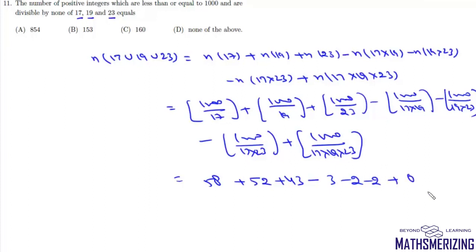So this number will be 146. Now the number of positive integers which are divisible by none of these, so this number n will be 1000 minus 146. That is simply 854, and that's your option number A.